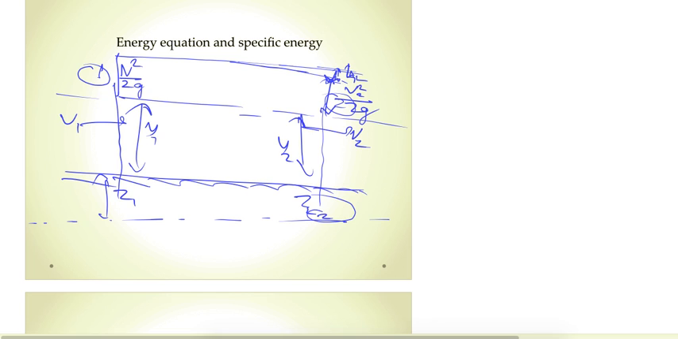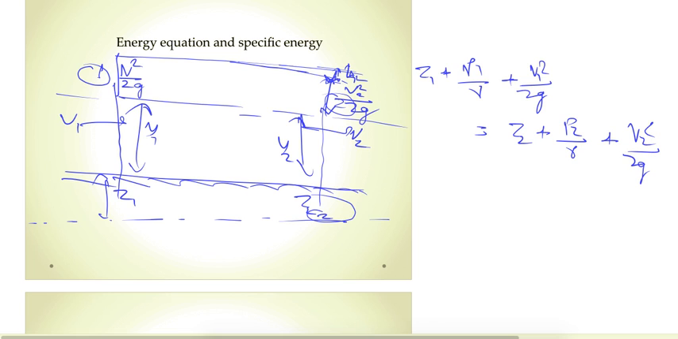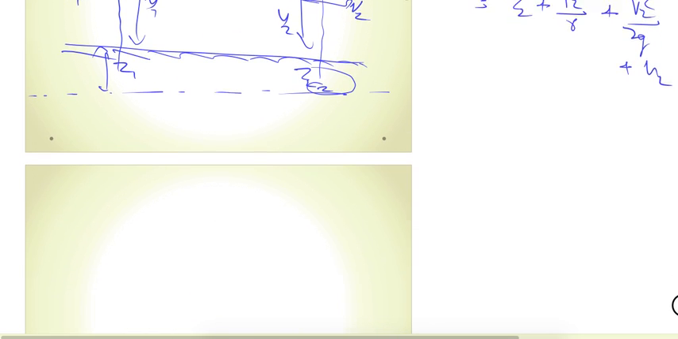So by Bernoulli we can write it as Z1 plus P1 by gamma plus V1 square upon 2g is equal to Z2 plus P2 by gamma plus V2 square upon 2g plus head loss. And now there is a special case in this. If we take a horizontal channel and assume no friction, there will not be any head loss.